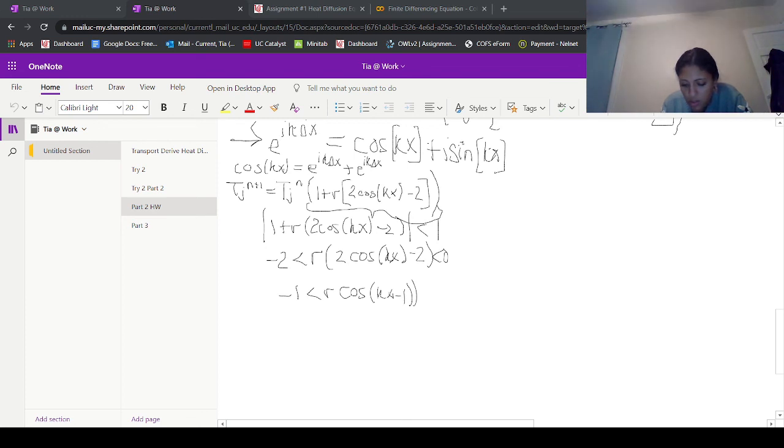My cat sees something. What's wrong? Okay, it's fine.